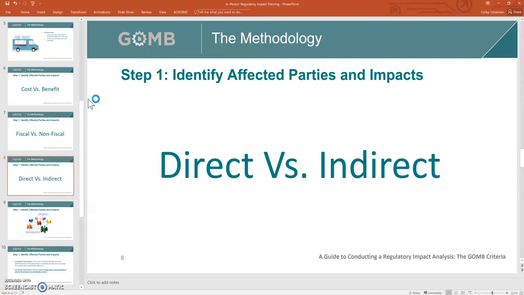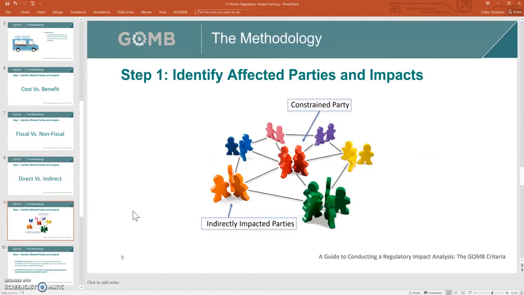So to understand direct and indirect impacts, we first need to understand the concept of a constrained party. So now we'll move to the next slide. The constrained party is the party whose behavior is being limited, constrained, or sometimes even expanded. They are the party who is being affected the most. They are oftentimes named in the rule. That can be a good clue to help identify the constrained party. And the constrained party is the only party that can experience a direct impact.